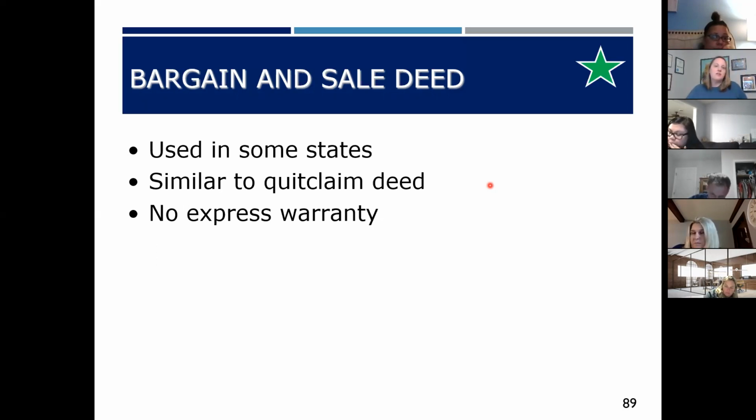With the bargain and sale deed, there is no express warranty. If something is express, it's stated clearly. So the warranty is not stated clearly. The covenants are not stated clearly. Again, we don't use this one much in North Carolina. What we typically use is the quitclaim deed. I'm talking about that next. The big thing to know about the bargain and sale deed is that there is no express warranty. The warranties are not clearly stated. They're not clearly laid out.